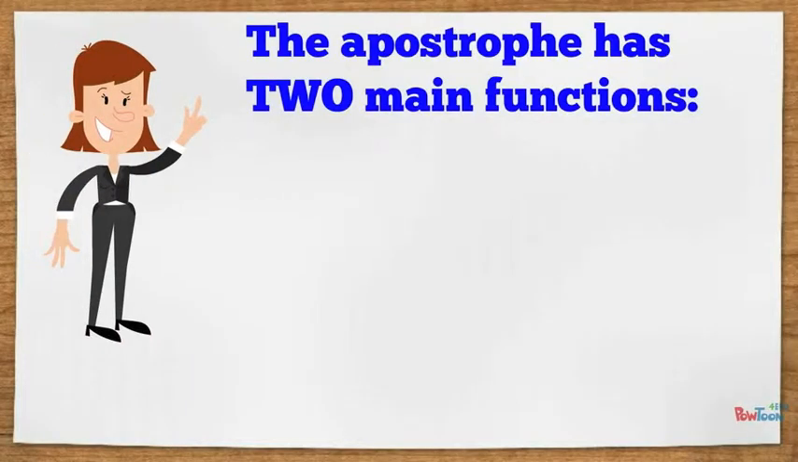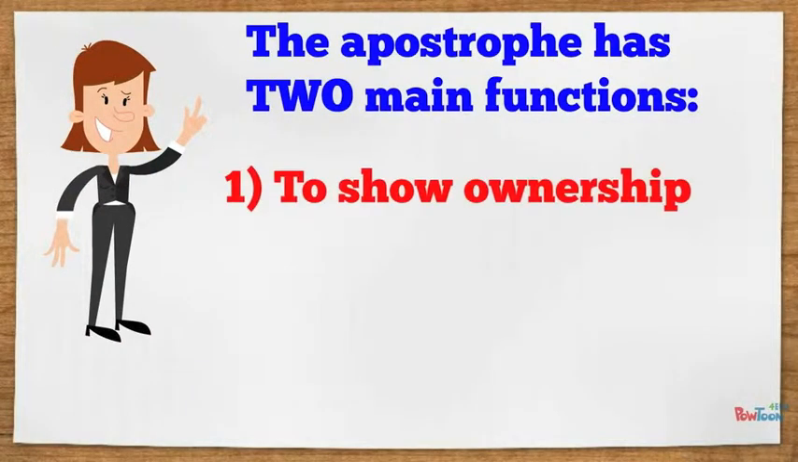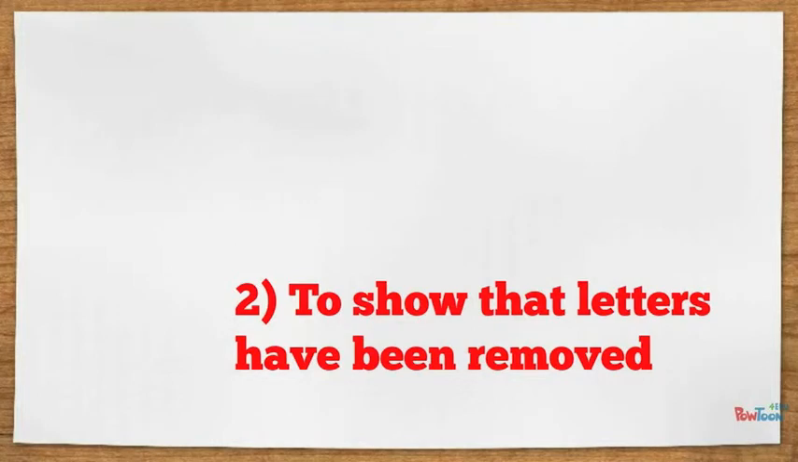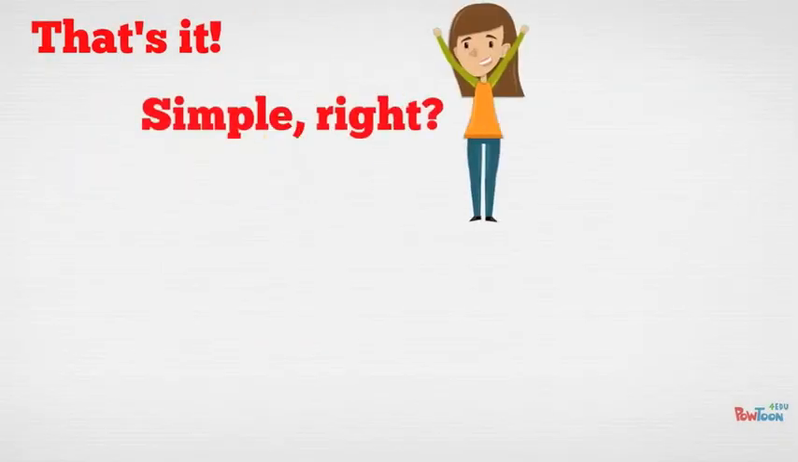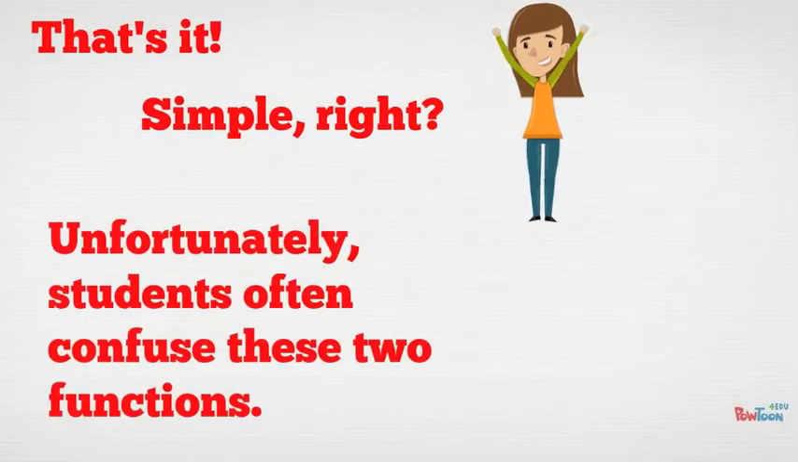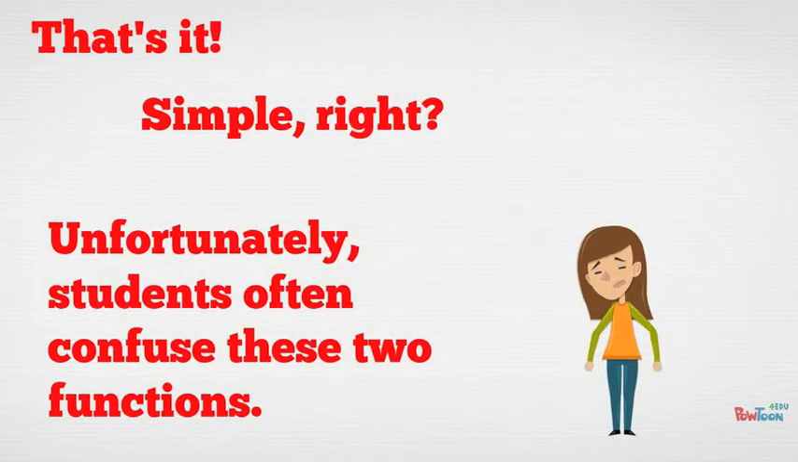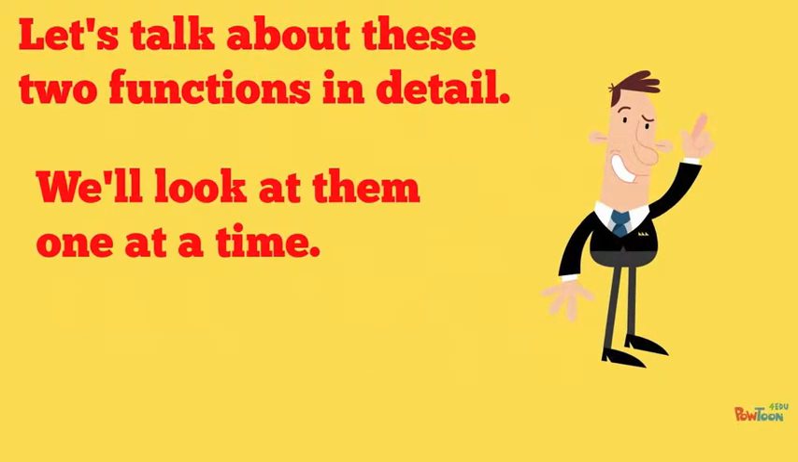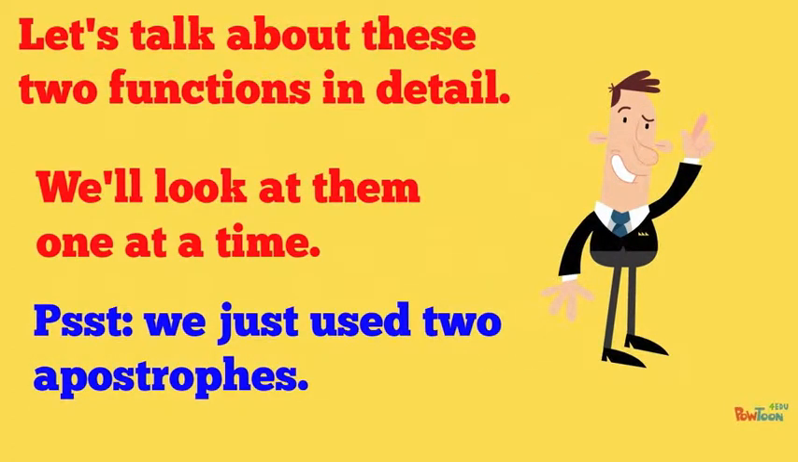The apostrophe has two main functions: to show ownership, and to show that letters have been removed. That's it. Simple, right? Unfortunately, students often confuse these two functions. Let's talk about these two functions in detail. We'll look at them one at a time. We just used two apostrophes.